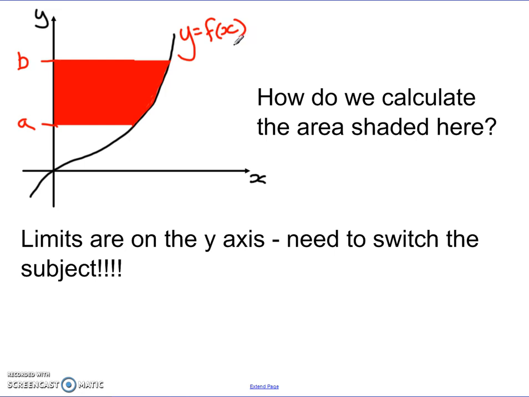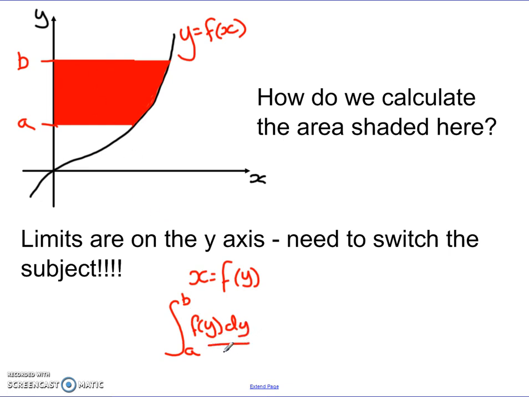Well, we deal with it quite simply. What we have to do is change the subject. So we have to take y equals f of x and rewrite it in some form. We get x equals f of y. So we take the function here, change the subject of the formula, and make it x equals something, an equation in y. Once we've done that, we can do the integral from a to b of f of y dy, i.e. we can do the integral in the y direction.